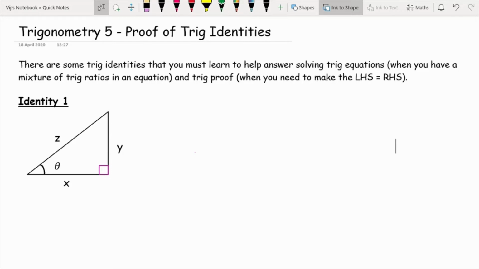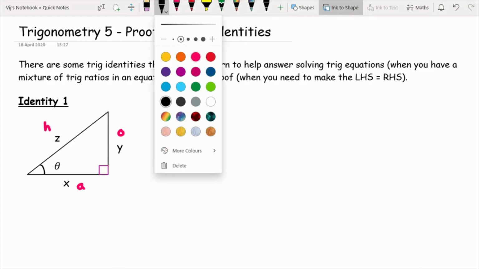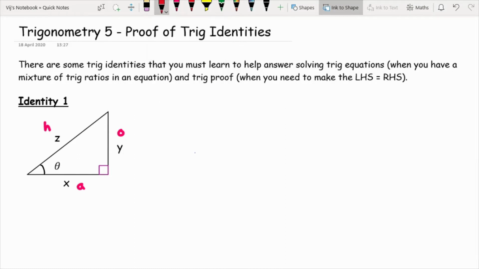To start off with, we're going to start with a right angle triangle where the sides are labelled x, y and z with an angle of theta. As this is a right angle triangle and it's involving trig, I'm going to start by labelling my triangle. z is going to be my hypotenuse, y is going to be my opposite, and x is going to be my adjacent. Using SOHCAHTOA, or however you're used to remembering the trig ratios, I'm going to start by writing what they all are.